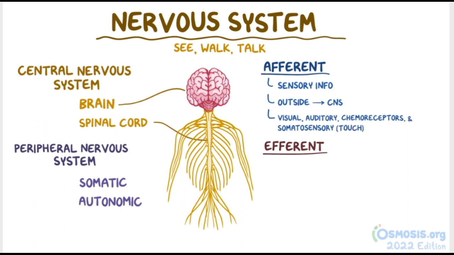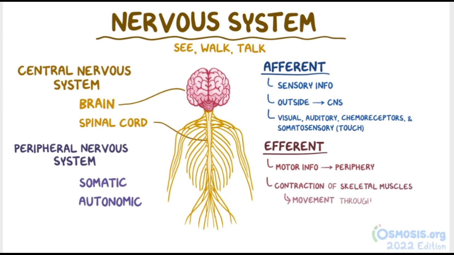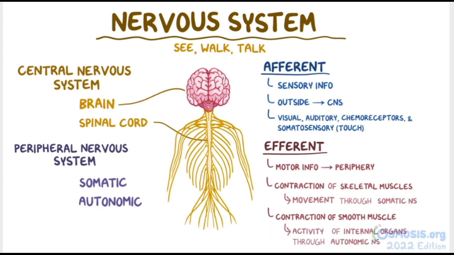On the other hand, the efferent division brings motor information from the central nervous system to the periphery, ultimately resulting in contraction of skeletal muscles to trigger movement through the somatic nervous system, as well as contraction of the smooth muscles to trigger activity of the internal organs through the autonomic nervous system.